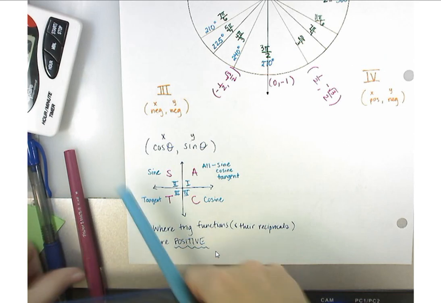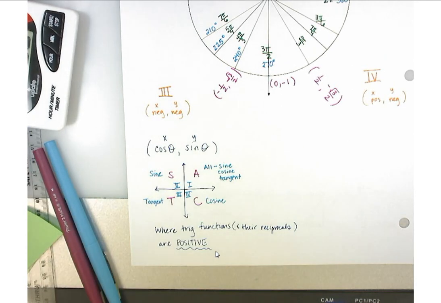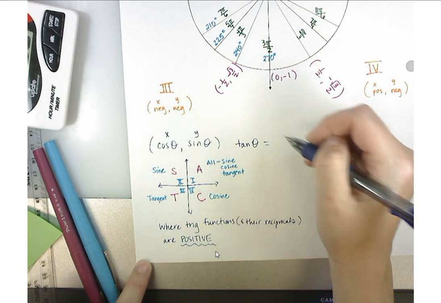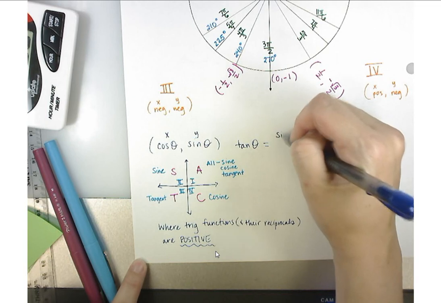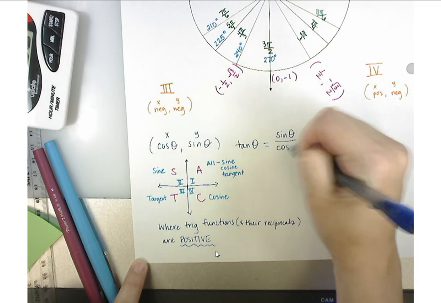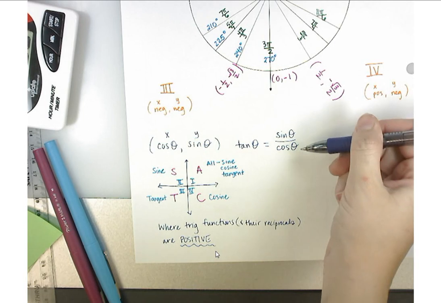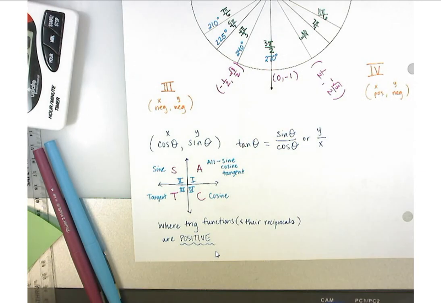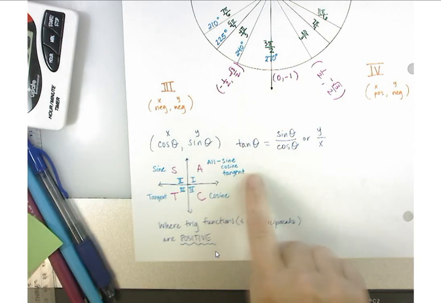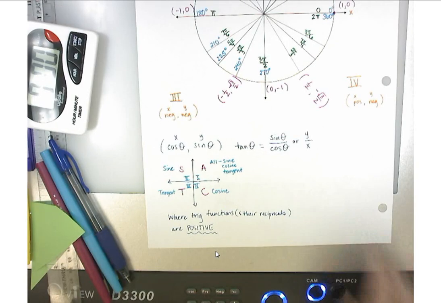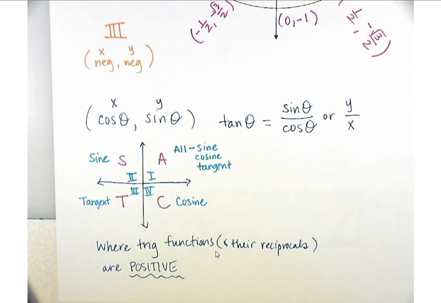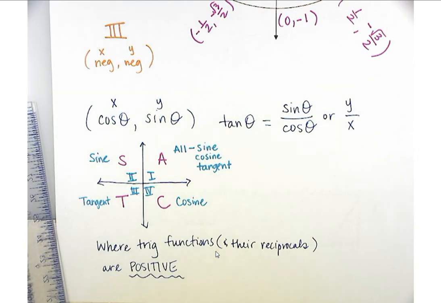Remember that our points are cosine and sine, but we can find the tangent by doing what? Yep, sine over cosine. So it's the sine of theta over the cosine of theta. Or you could also think of it as your y over x. That's something that we're going to be extending tomorrow. So all you need to do on this is to finish filling in those points.